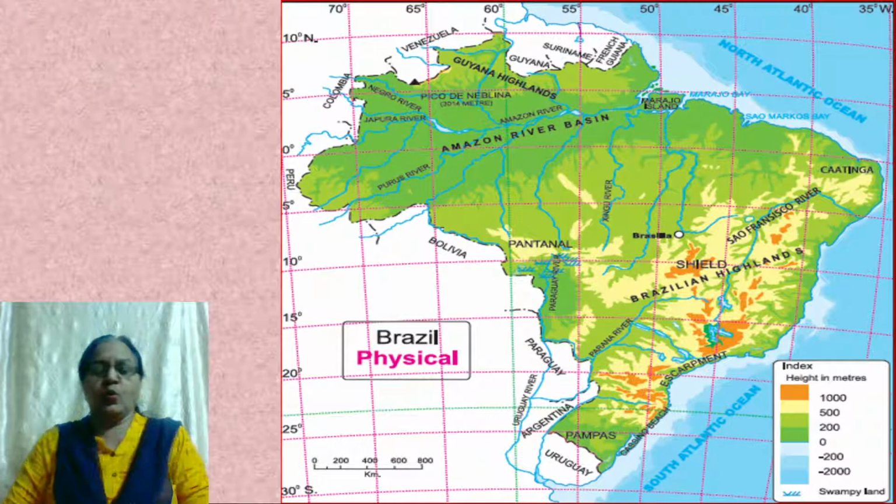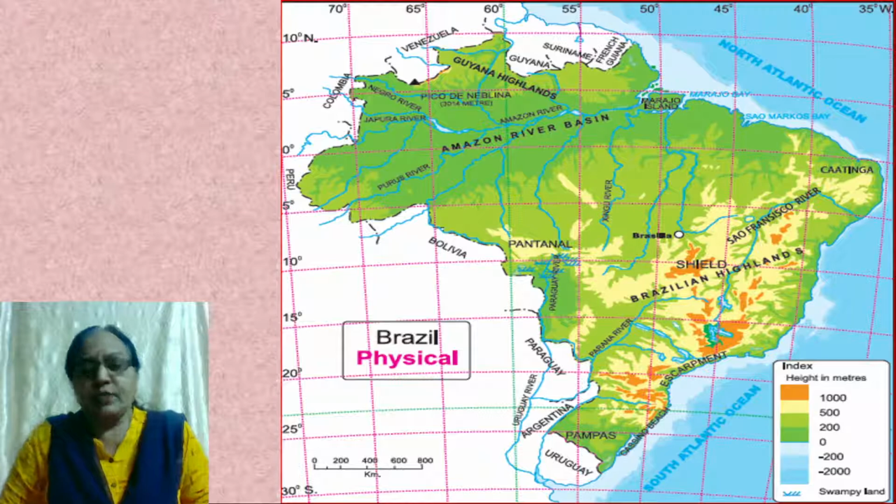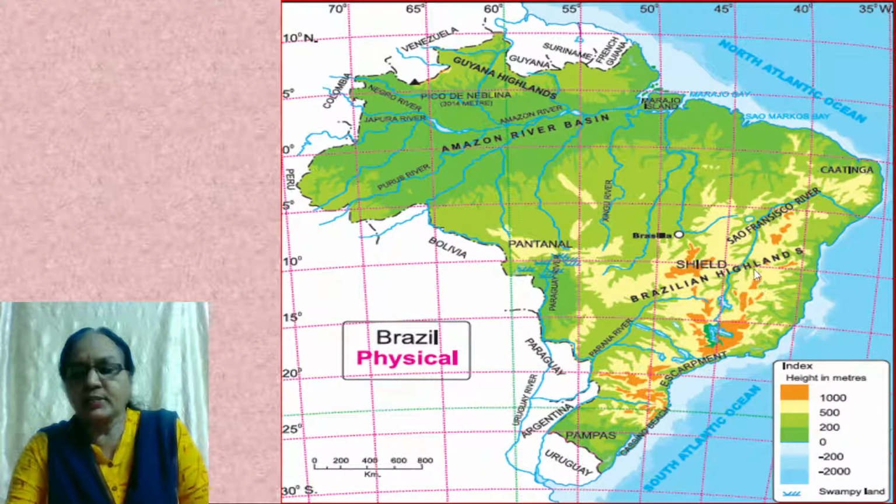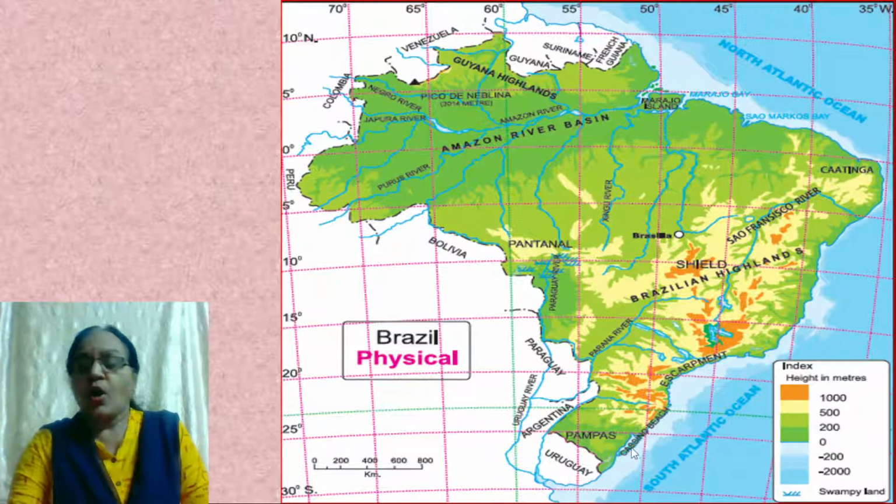Now let's continue with Brazil's physical features. If you look at the physical features of Brazil, we'll find the Brazilian highlands, then the Great Escarpment, then the coastal plains along the north and the eastern part of Brazil, the Amazon River Basin, as well as the islands. Okay, now just have a look at the physical features of Brazil.